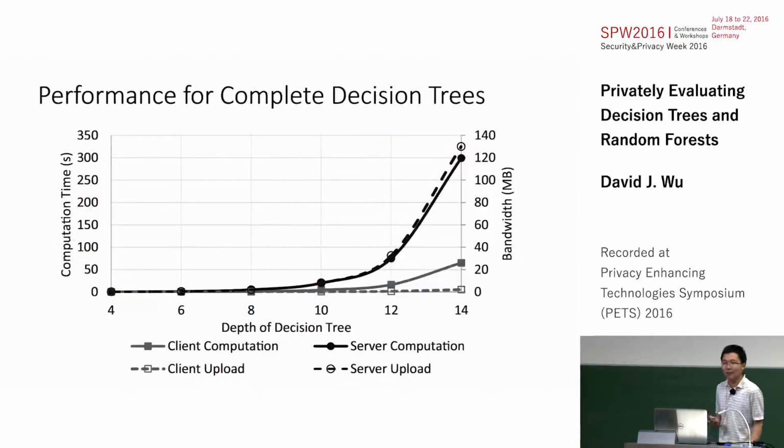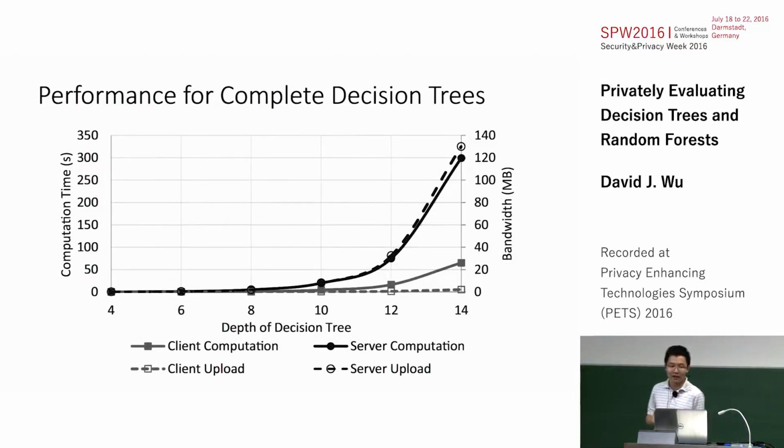So that was a toy example. That's probably not indicative of many real-world applications. So another experiment that we looked at was the scalability of our decision tree evaluation protocol. Here, we're looking at evaluating complete decision trees. While these are not likely to arise in practice, this gives a worst-case bound on the runtime and performance of our algorithms.